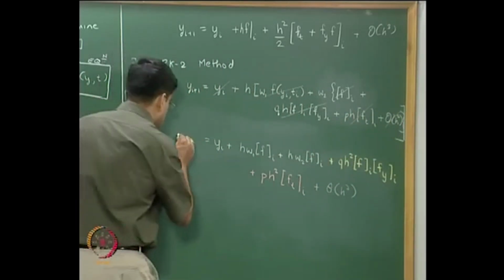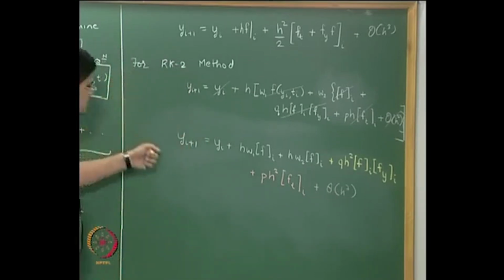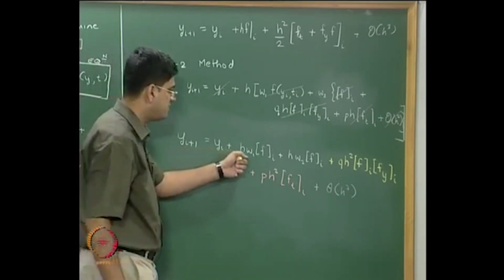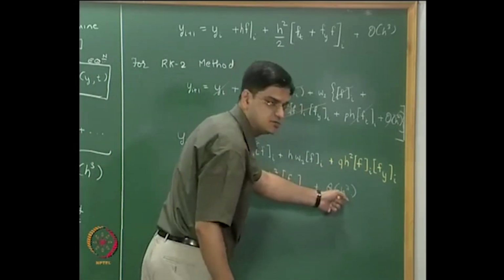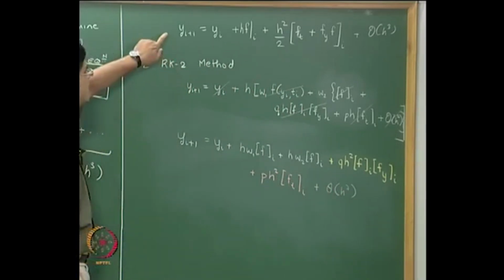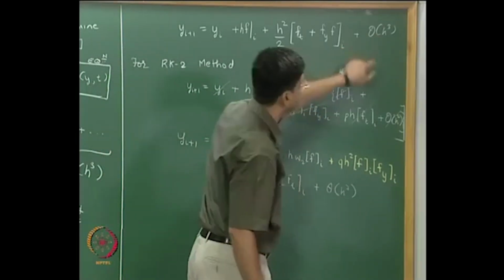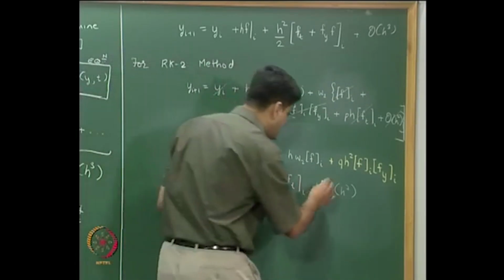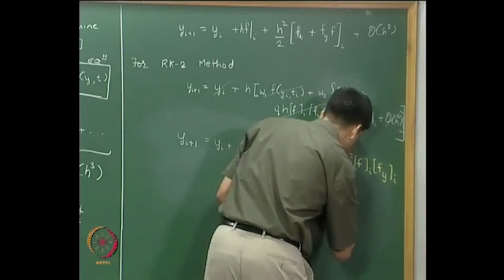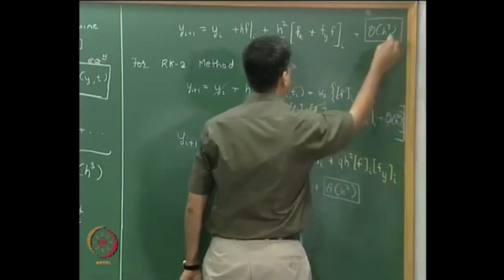So yi plus 1 for the RK2 approximation is going to be of the form yi plus this guy plus this guy plus this, and the terms that we are going to throw away. The Taylor series expansion for yi plus 1 is this plus this plus this, and this is the term that we are going to throw away, okay. So the term that we are going to throw away, keep in mind, is order of h cubed, okay. So I will write this down right now.